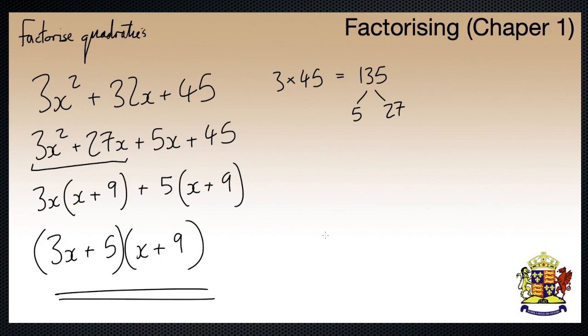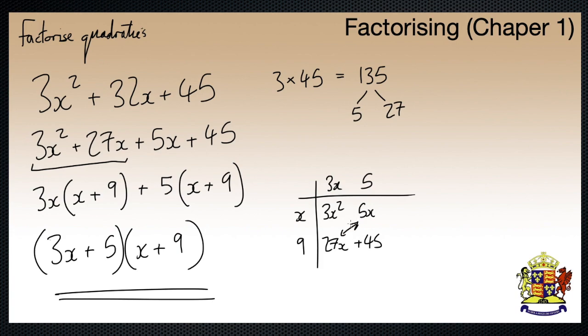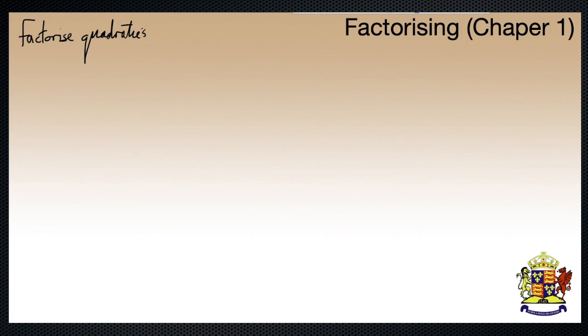If you want to, you can expand this back out in a box just to check, or however you want. 3x and 5, x and 9. I get 3x squared plus 5x plus 27x plus 45. These two add together to make 32. We're happy. Hopefully you're starting to see the idea of working forwards and backwards with expanding, and that factorising becomes a bit less sort of magical and a little bit less cryptic when you realise where it's come from. Okay, the third and final one for this type.